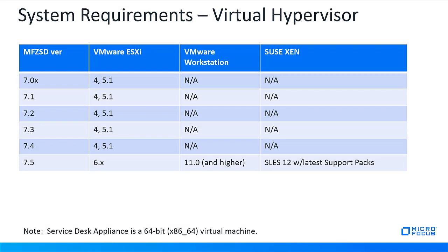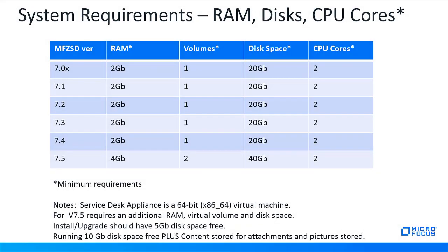Be aware of supported hypervisors in use for these particular product versions. For version 7.5 Service Desk, we'll need to be on one of these platform versions for the hypervisor. Using the appliance in our demonstration, in this particular presentation, we'll be using VM Workstation 12. Now let's move to our needed RAM, disk, and CPU core requirements.